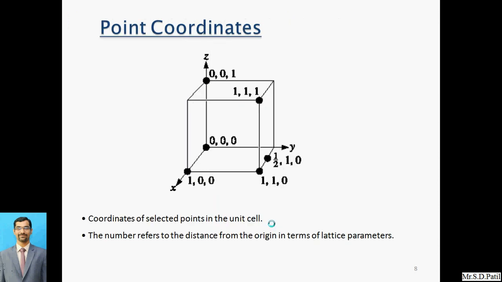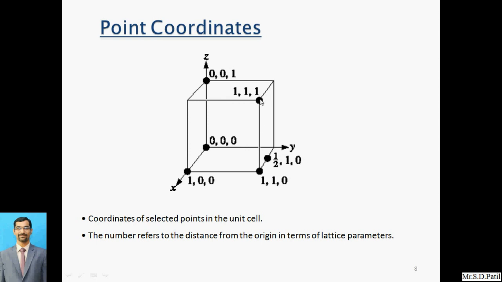So this is the point coordinate system. Now here just see, this is the x direction, this is the y direction, and this is the z direction. On this particular point the notation given is 0 0 0. On this particular point the notation is 1 0 0. At this particular point it is 1 1 1, 1 1 0. At this particular point it is 1 half 1 and 0.